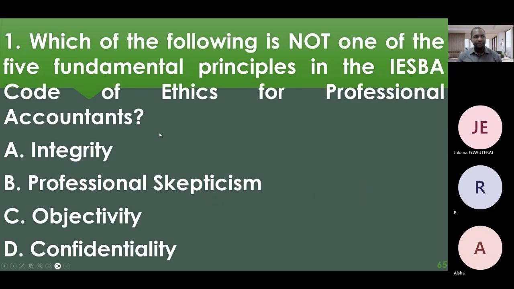So number 1, which of the following is not one of the fundamental principles in the IESBA Code of Ethics for Professional Accountants? A, integrity. B, professional skepticism. C, objectivity. D, confidentiality. So which of these is not? B. Take note, B, it's not.